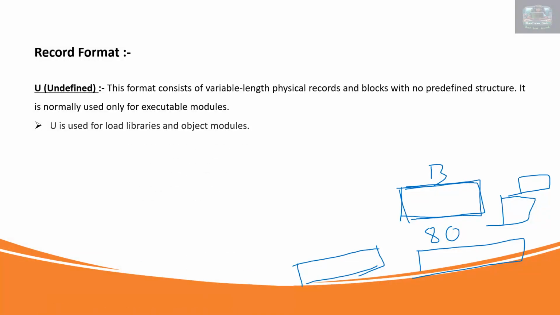Normally this undefined format is used for load libraries and object modules. These load libraries are libraries whose size you cannot define. These are system files, which could extend, and more data can go into them, more extension could happen. So at that time you cannot constrain it to a particular size. You cannot ask that file to be of a particular size. Then you define such files in an undefined format.